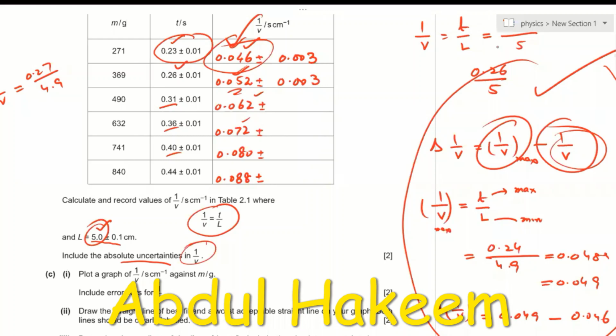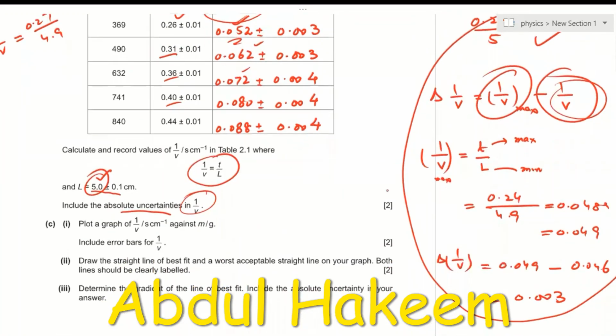Okay, after the calculation, the next answer of the uncertainty is also coming 0.003, and the next is coming 0.004. Next is also 0.004. Last is also 0.004. So this is the table for 2 marks.